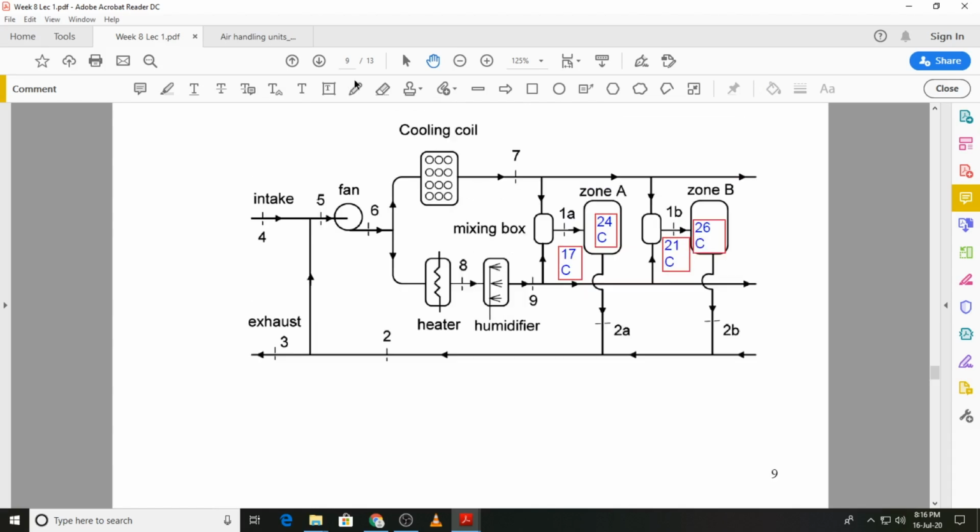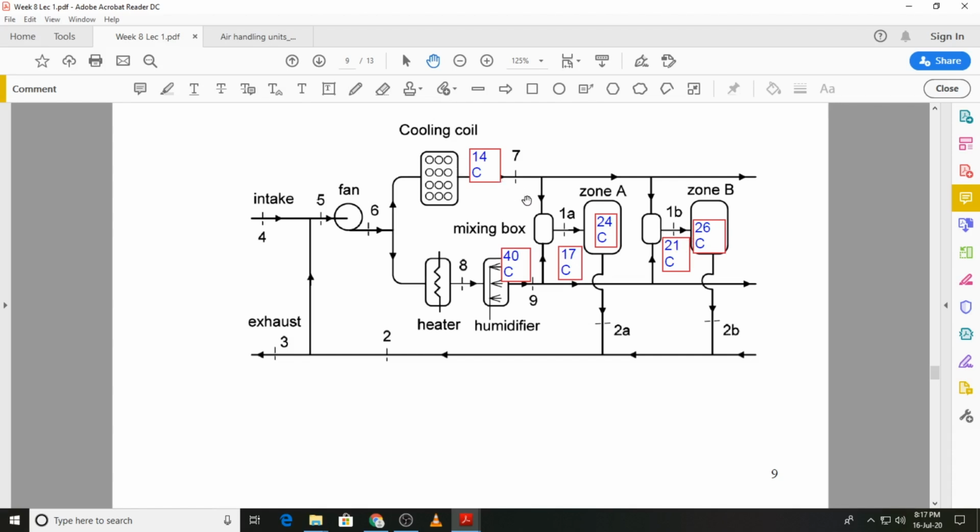The air coming from the cooling coil, again I need to just give some numbers. We have 14 degrees C over here, and the air that is heated and humidified has a higher temperature, 40 degrees C. What we want to do is now provide air to zone A at 17 and zone B at 21 degrees C respectively.